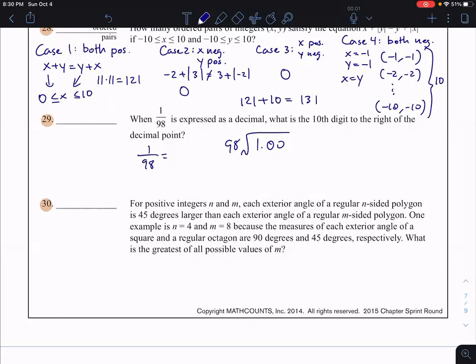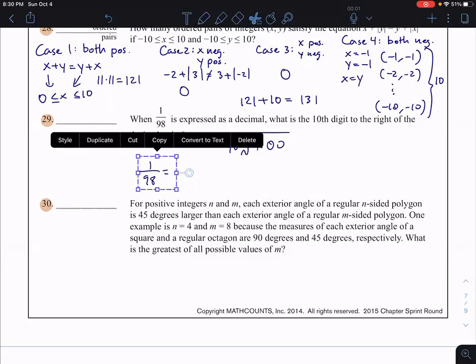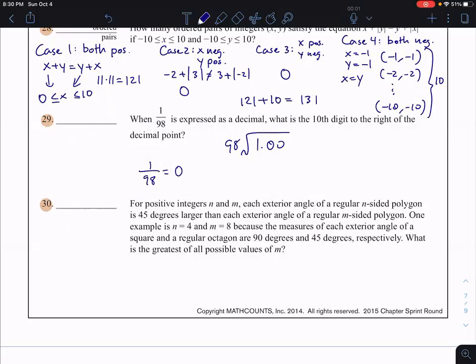Yeah. And when you do this, you'll find that 1 over 98 is equal to 0.0102040816, where 6 is our 10th term. There's another method that involves summation, but I don't think most of you know what that is. You'll learn it later, hopefully.